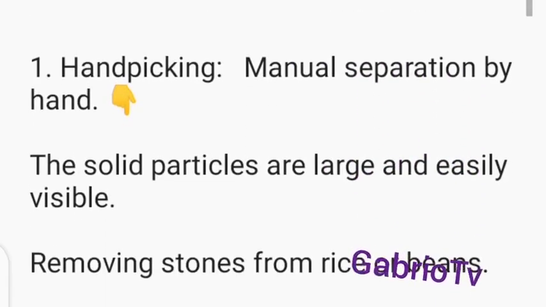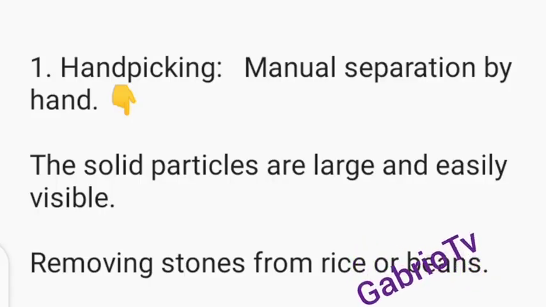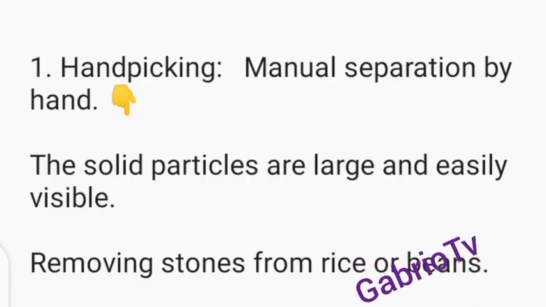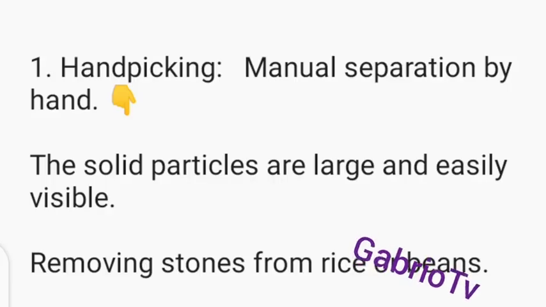The first one is hand picking. Hand picking means manual separation by hand. This method is used to separate solid particles that are large and easily visible, like removing stones from rice or beans. You understand? If you have a mixture of stones and rice or beans together, you can easily pick the stones from the beans or from the rice. That kind of method is called the hand picking method. That's the first one.